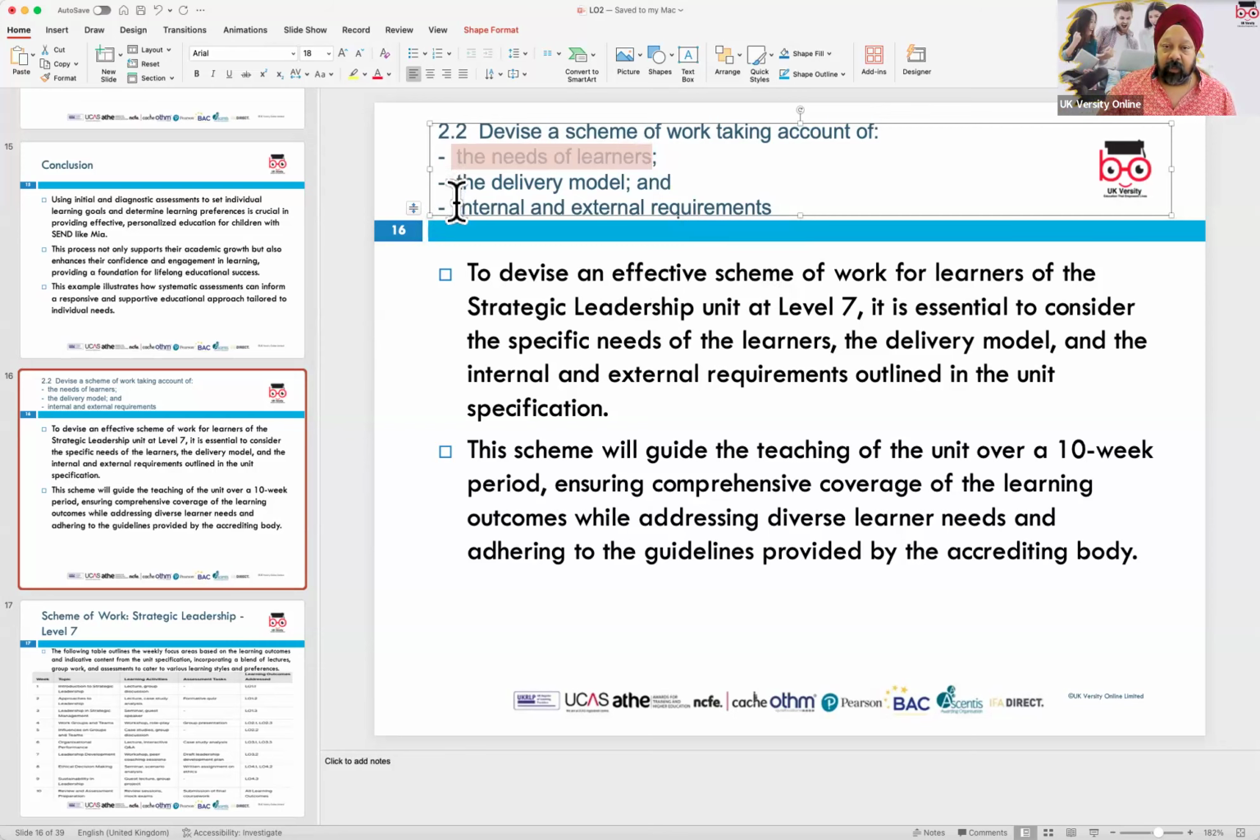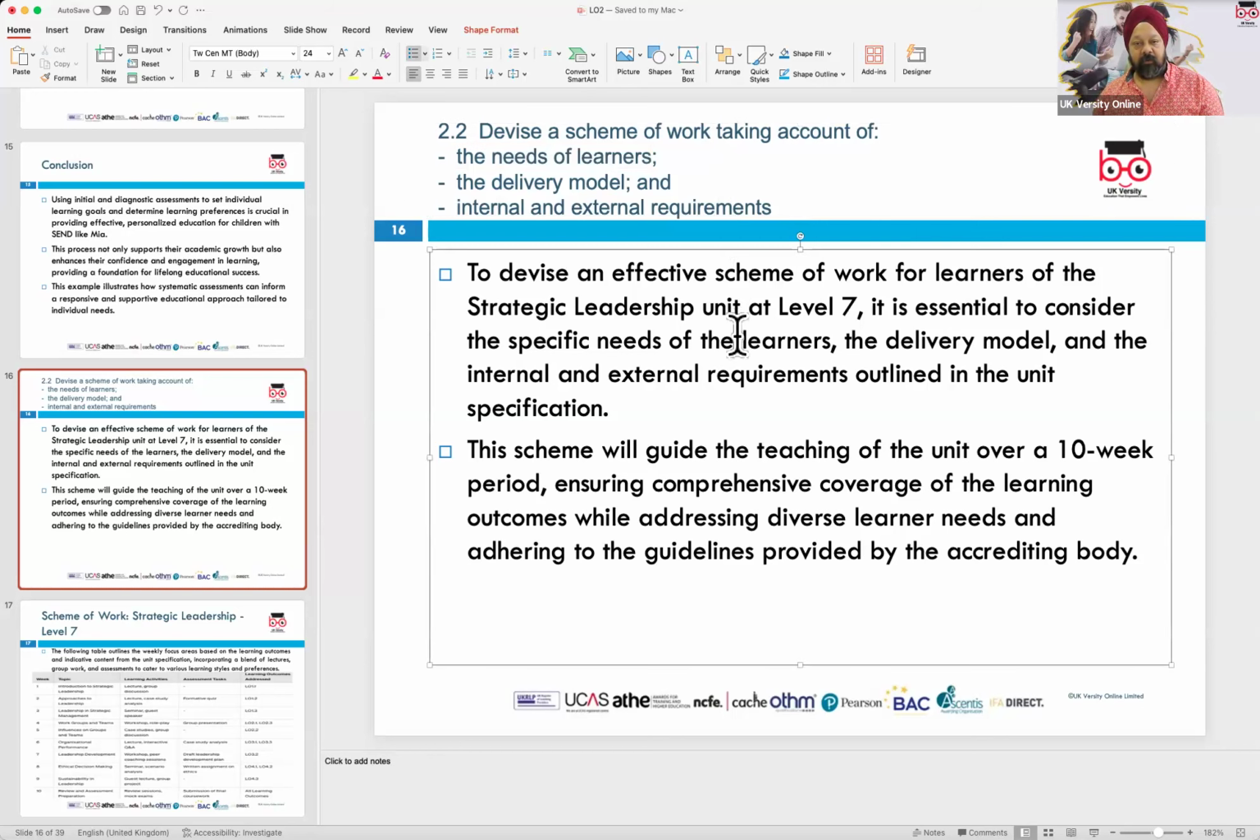When you look at the delivery model and the internal and external requirements, it would be how the activity that you're carrying out, say a delivery that you're doing, is meeting the requirements of ensuring that this is the indicative content coverage, this is the learning outcome that I've covered, or this activity has helped me cover this particular learning outcome or assessment criteria in the unit.